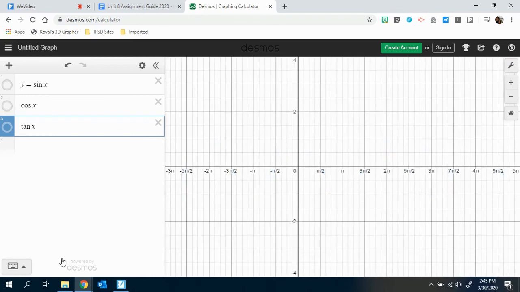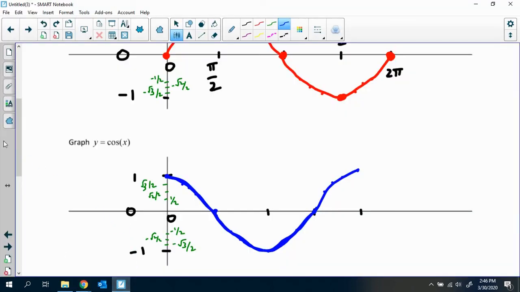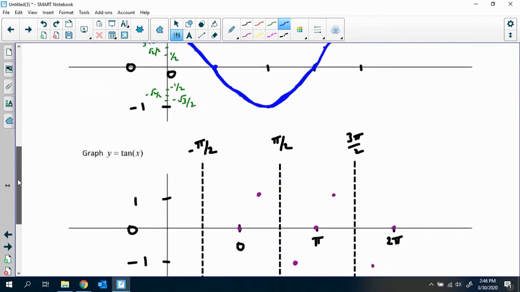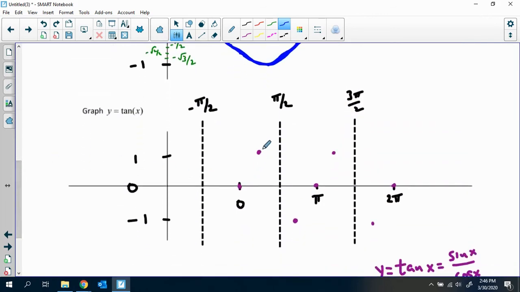Now, tangent is a little bit different. Tangent is sine over cosine. So if I put the sine values divided by the cosine values, and I took a little bit of liberty to do this on my own, but I also know certain really easy ones. Like, for example, at pi over 4, I know that I have 1. And so on. So it looks something like this.